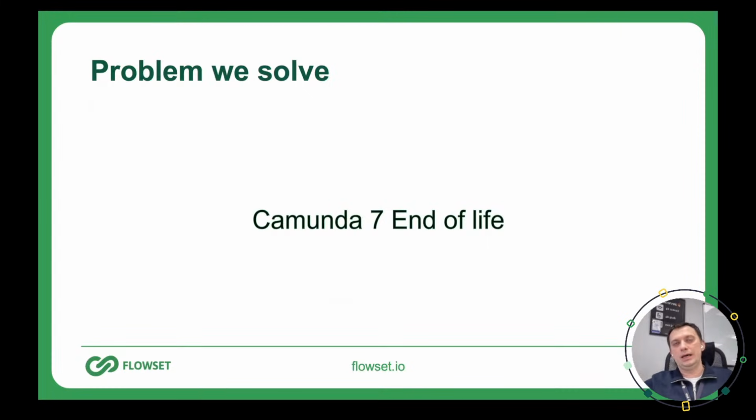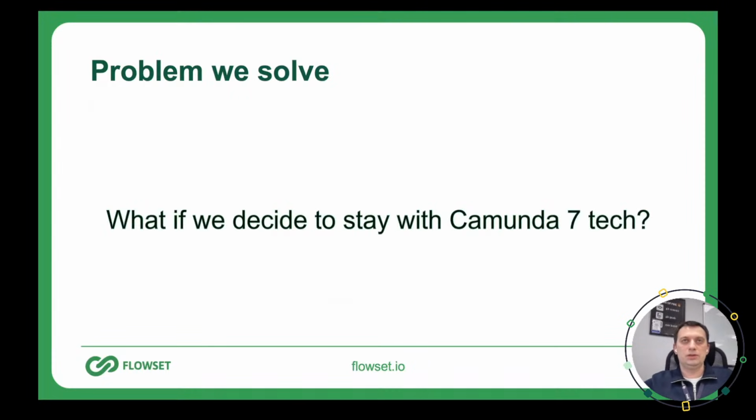But most probably you are Camunda 7 users, and most probably you have problems with the discontinuing of free maintenance of Camunda 7 in October last year. We call it simply Camunda 7 end of life. If it is so, then you estimate different options for supporting your existing solutions built with Camunda 7, or you use the Camunda 7 engine in the core, and so on and so forth. And one of the options you can think of is: what if we just decide to stay with Camunda 7 technology? We will just leave the Camunda 7 technology in the core and continue working with that.